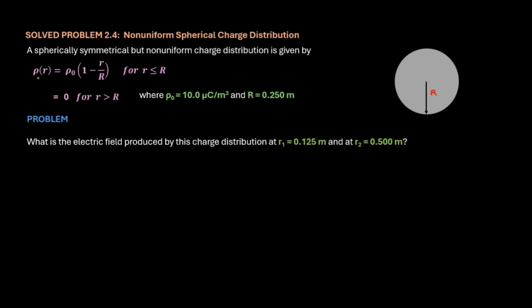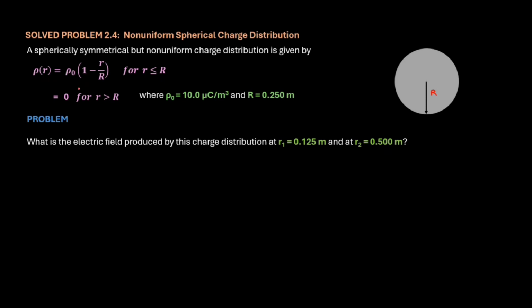given as rho as a function of r equal to rho naught times (1 minus small r over capital R) for all values of small r less than or equal to capital R, where capital R is the radius of the spherical volume and small r is any distance from the center, and it is equal to 0 for all values of small r greater than R.